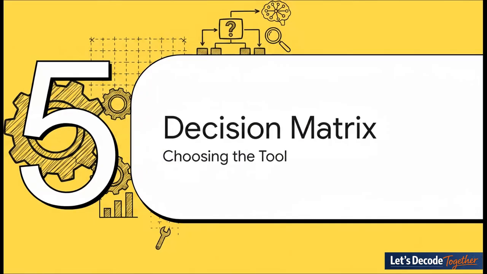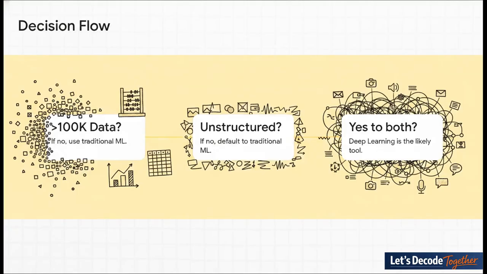Let's move to Section 5 and see how this builds into our final blueprint. Choosing the absolute right tool for the job. This branching path is the exact logic experienced ML engineers use in the real world. It starts with two super simple questions. Number 1, do you have more than 100,000 labeled examples? If the answer is no, just stop right there, use traditional ML. If yes, you move to question 2. Is your data unstructured? Images, audio, free-flowing text. If it's just a tabular spreadsheet, you still default to traditional ML. It is only when you have massive amounts of data and that data is unstructured that deep learning becomes the undeniably correct tool for the job.